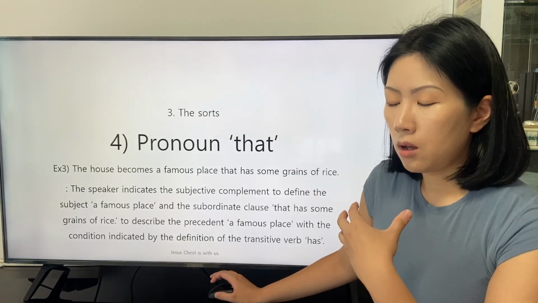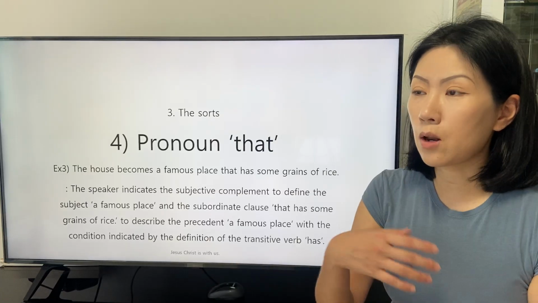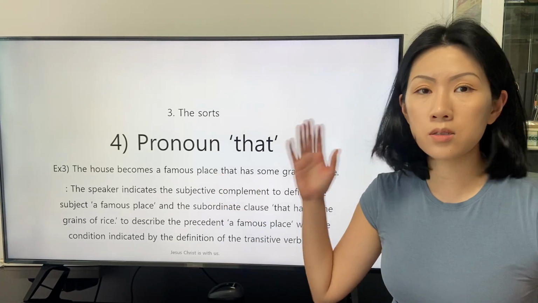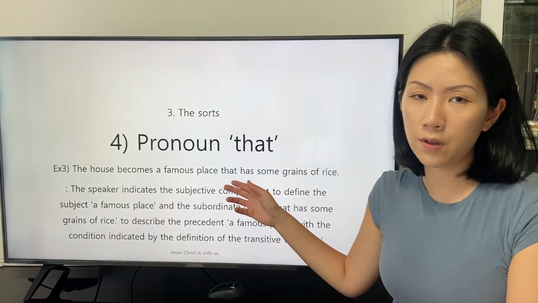And the pronoun that is able to indicate the precedent that is not a person or that is a person. So this is the proper application of the pronoun that.